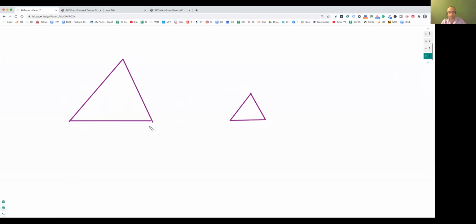So these are given to be similar. You're told it's similar. And now you're told, let's say this side is 7. Maybe no, this is 3 and this is 7. And this is now, let's say this is 5. And you're asked, what is this? X.